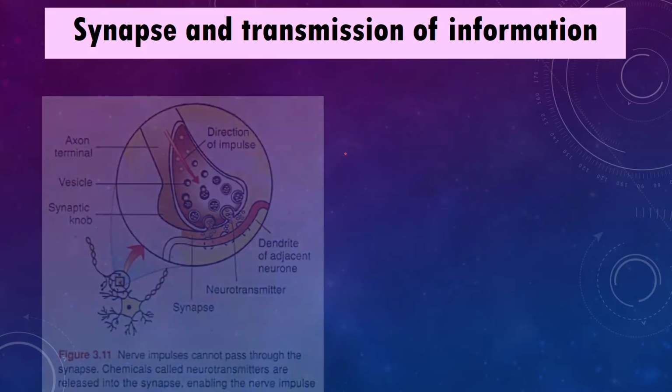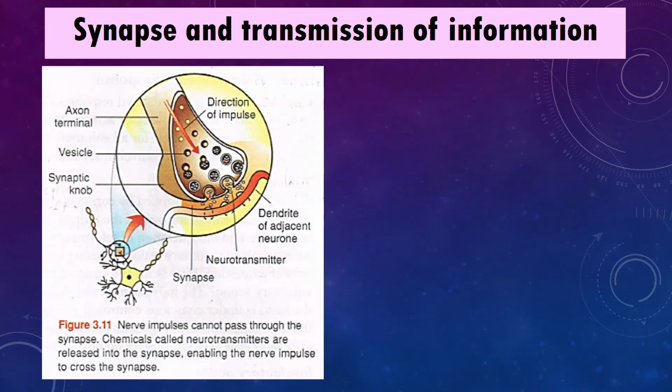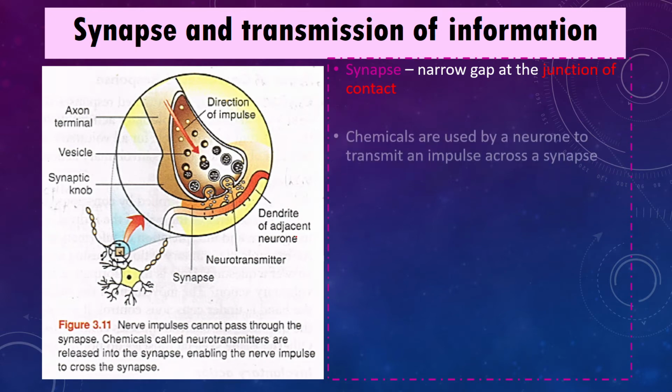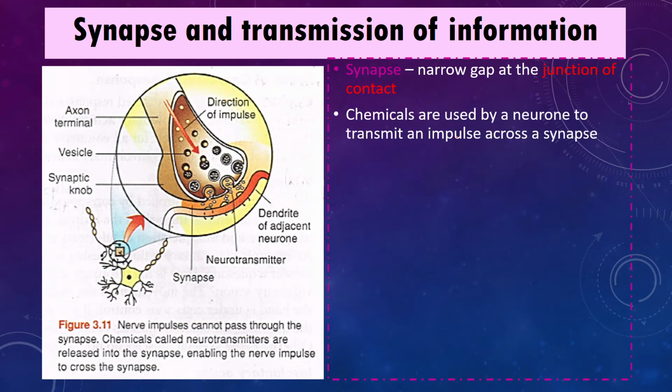Okay, mari kita lihat dengan lebih lanjut, transmission of information across the synapse. Okay, still the same picture that we are looking at. So first, let's recall what a synapse is. That's the narrow gap in between these two, synaptic knob dan juga the adjacent neuron. The chemicals are used by the neuron to transmit an impulse across a synapse. Okay, mula-mula that is electrical signal. So upon reaching the synaptic knob, it has to be converted to chemicals by means of neurotransmitter, to cross this gap.